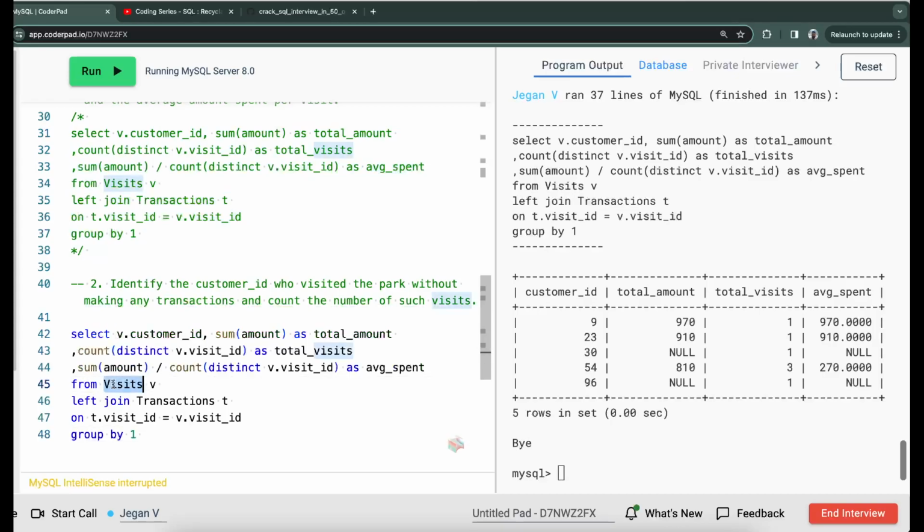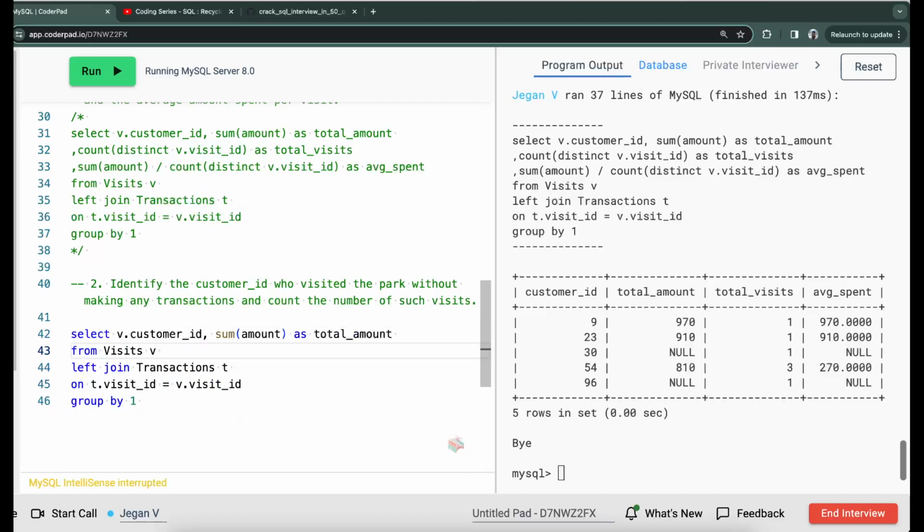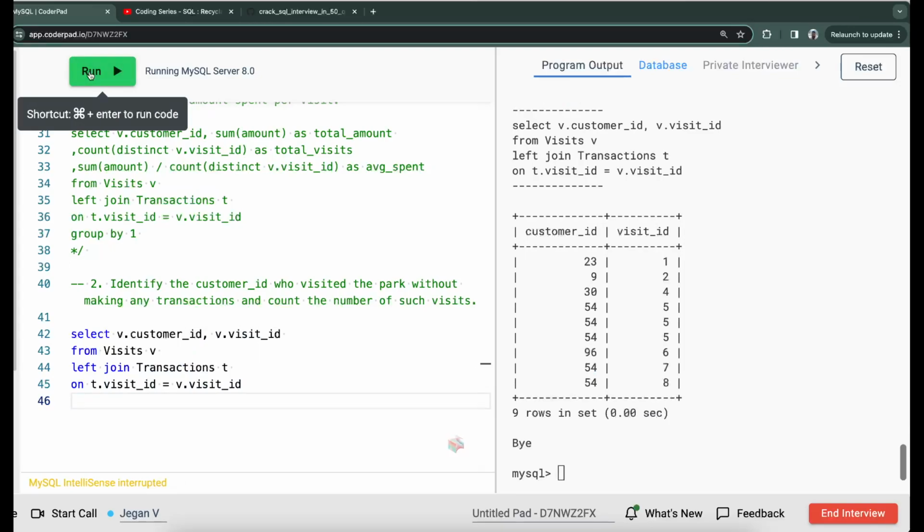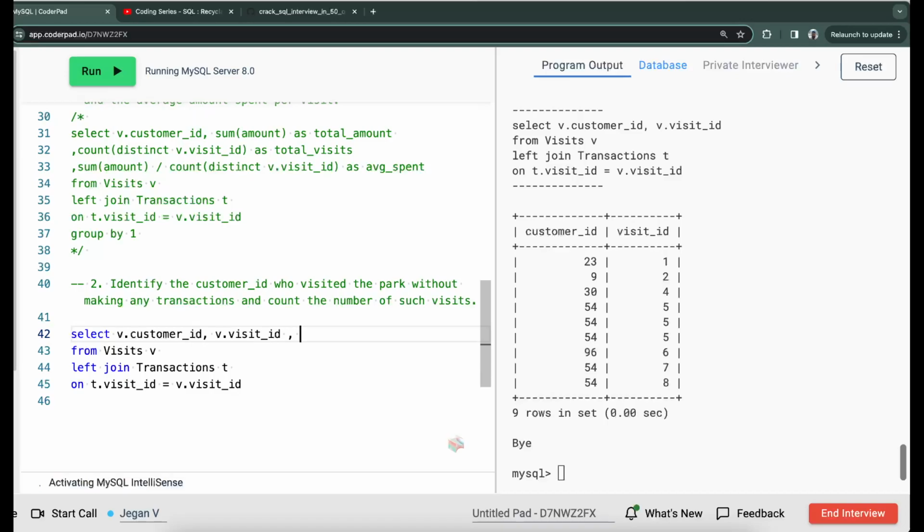So what we are going to say, visits table left join with transactions, and we are going to find only those customer visits which don't have a transaction. So we don't have to find the average and all that, right? First we have to get the customer ID and the visit ID from the visit table. When you do a left join and you run it, so v dot visit is here, and then you bring in t dot visit ID.